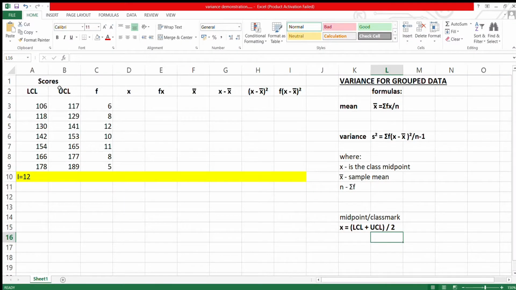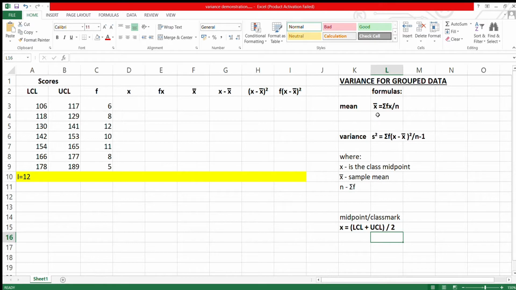As we can see in the table, we have the scores, the lower class limit and the upper class limit, and these scores have an interval of 12. We also have the given frequency here. Now, let's find the variance of this frequency distribution. Again, this is the formula for the variance.